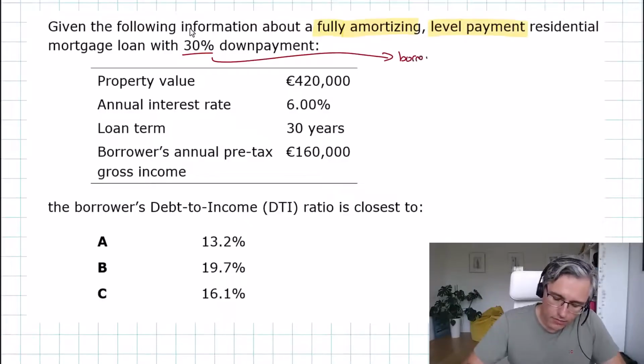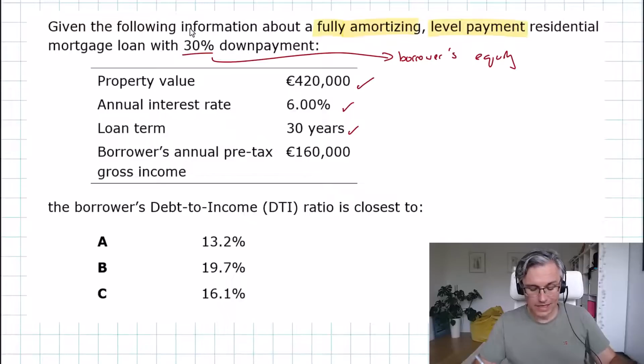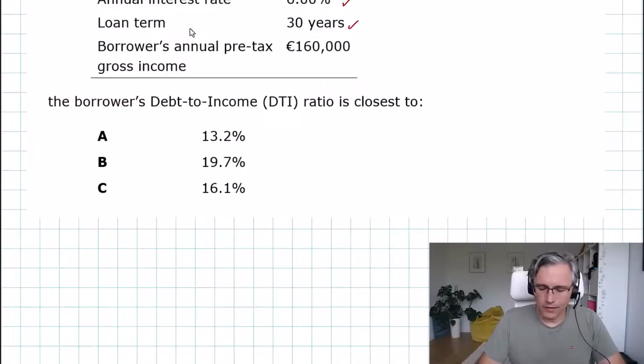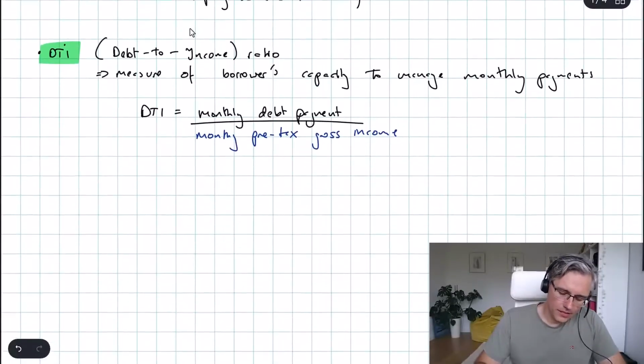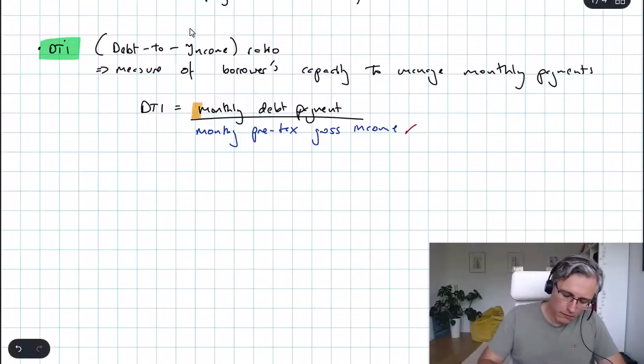So borrower's equity, and we are told property value is 420,000. The annual interest rate is 6%, loan term 30 years, and the borrower's annual pre-tax gross income 160,000 euro. And the question is on the borrower's debt to income ratio. Right, in order to calculate the DTI, we need monthly debt payments and monthly pre-tax gross income. The denominator is easy to compute because we've got the annual pre-tax gross income. We need to think about the monthly debt payments.